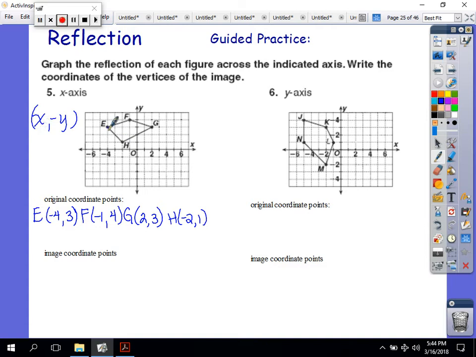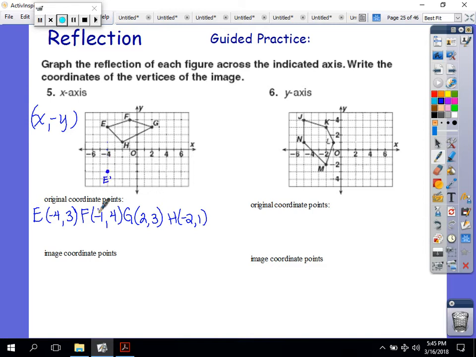We're going to put our pencil on point E, and we're going to go to the x-axis, which is your horizontal axis, and we're going to count how many spaces it takes us to get from E to the horizontal axis. So we count 1, 2, 3, and we do the same amount of spaces in the opposite direction, 1, 2, 3, and this will be our new point, so we label it E prime.